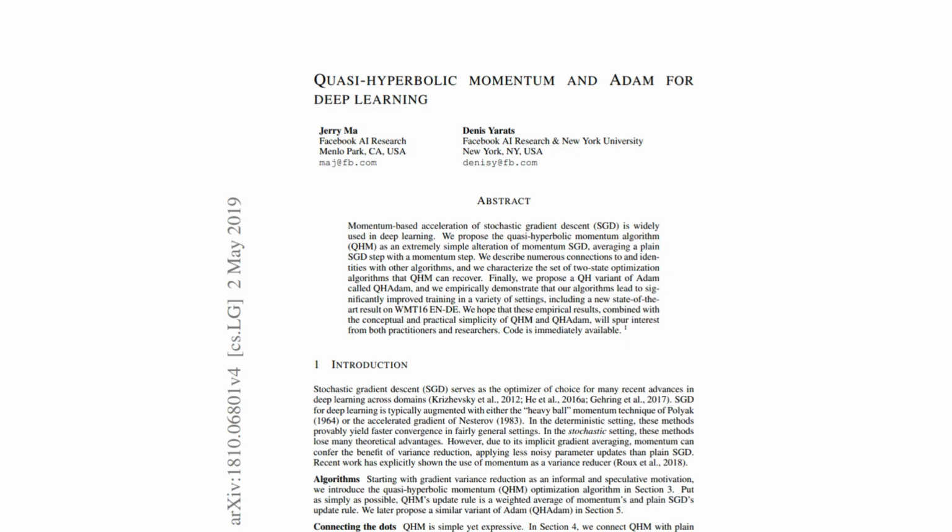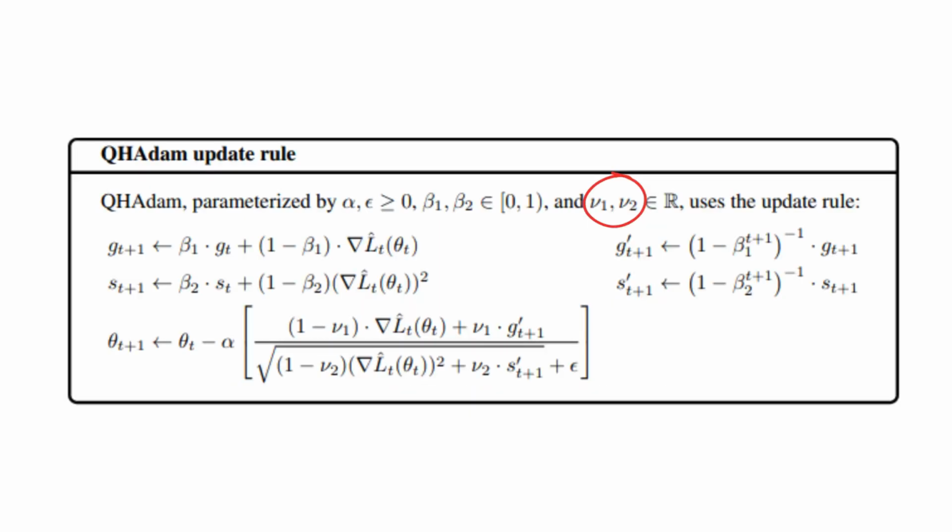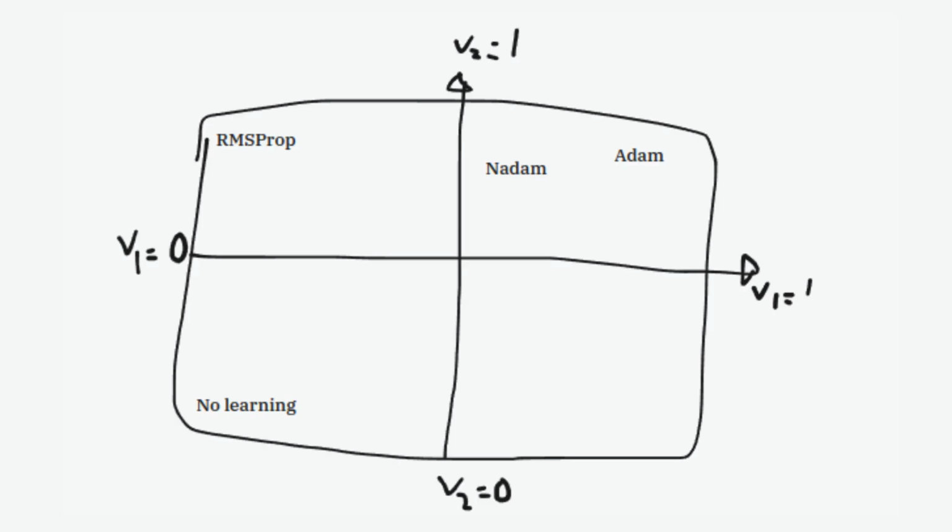Another example of a continuous pattern is the QHAdam optimizer that we reviewed last week. The gist of QHAdam is that it creates a continuous plane between having no learning whatsoever and the Adam algorithm by adding two immediate discount factors. In this plane created by these two variables, you can recover other types of algorithms like RMSprop or NAdam. Doing it this way gives you more fine-grained control on the bias-variance trade-off of momentum-based algorithms, which ultimately helps the learning.